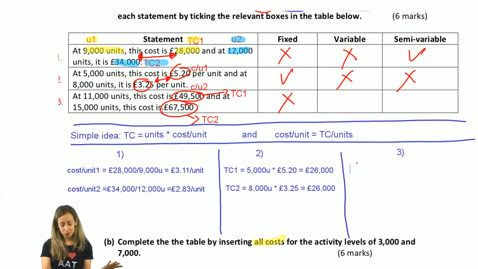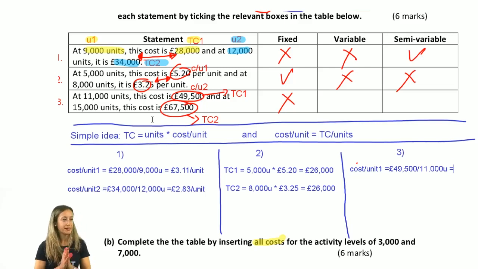Well, again we have the total cost, so we need cost per unit. So let's have a look. Cost per unit 1 will be equal to the first total cost, which is, how much is the first total cost? 49,500? Yes, 49,500. And we're going to divide this by the first number of units, 11,000 units.